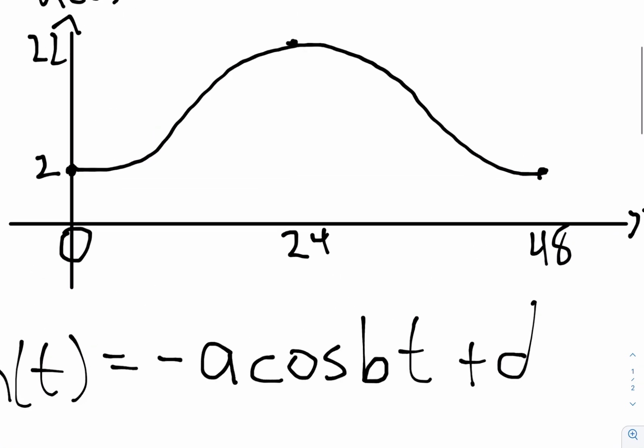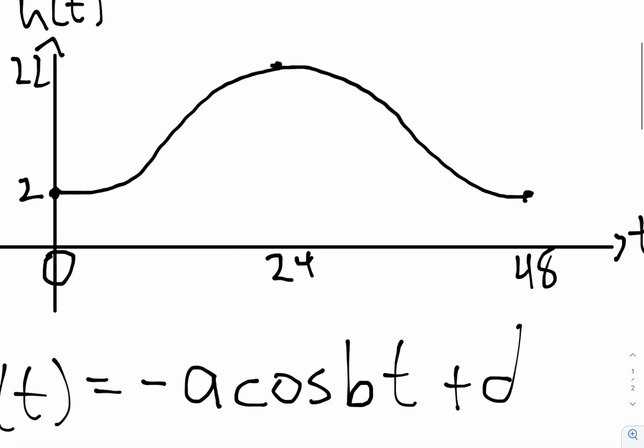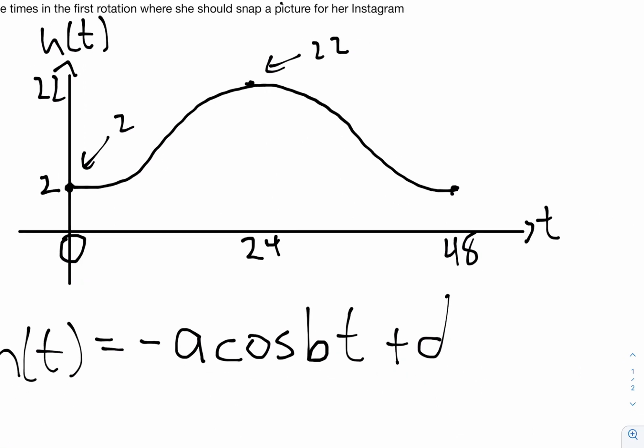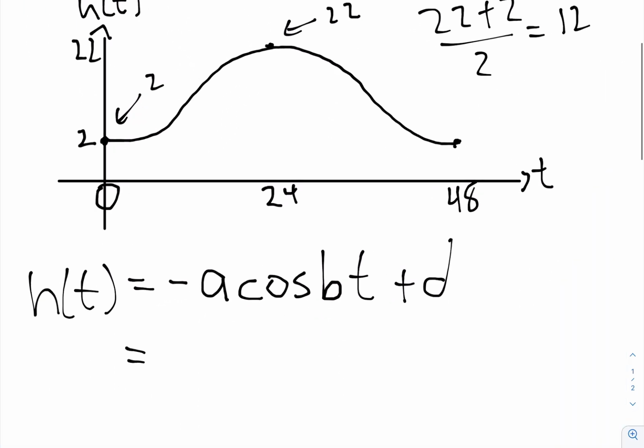Now let's find the D value. The D value is just the maximum height plus the minimum height divided by 2. So this maximum height here is 22. This minimum height here is 2 at the boarding station. If we add those together, 22 plus 2, and divide by 2, this is just going to be 12 because it's 24 over 2. So our D is going to be 12. So plus 12. Okay, we know what D is.